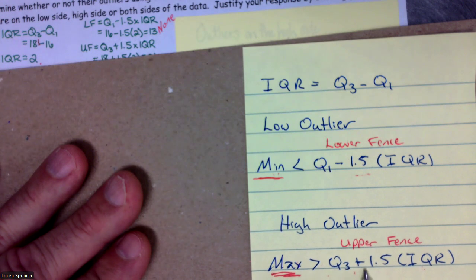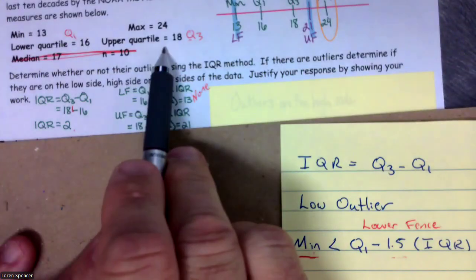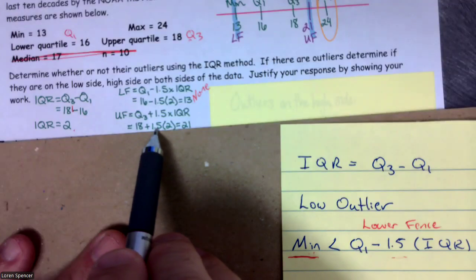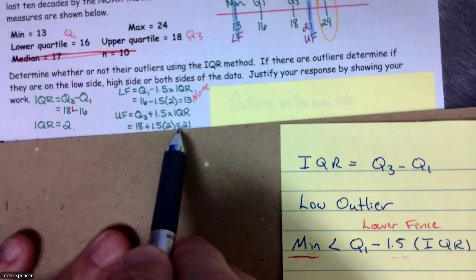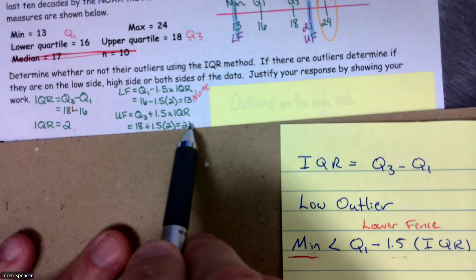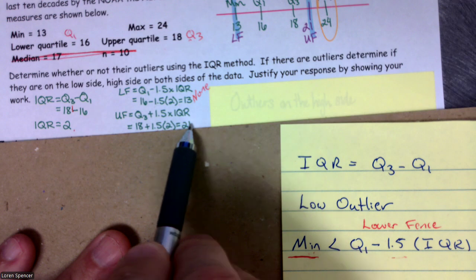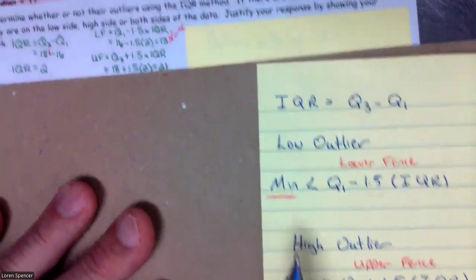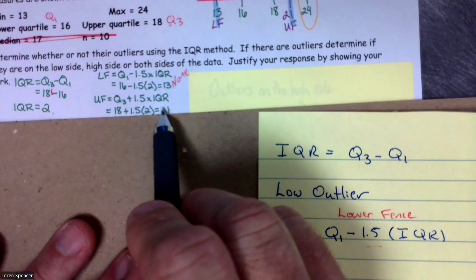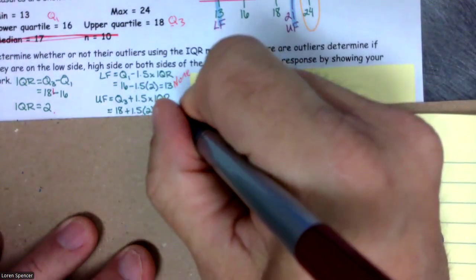But on the high side, we have to use this formula, which is quartile 3. Quartile 3 in our case was 18, plus 1.5 times 2, which is what we have here. Quartile 3, Q3, 18 plus 1.5 times 2 gives me 21. If our maximum value is greater than 21, we have an outlier. So our max has to be greater. Well, is 24 greater than 21? And the answer is yes.